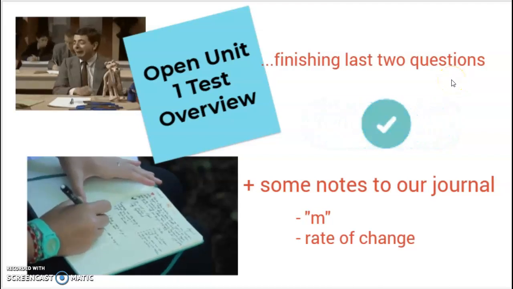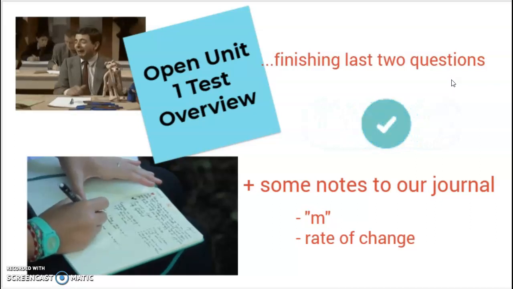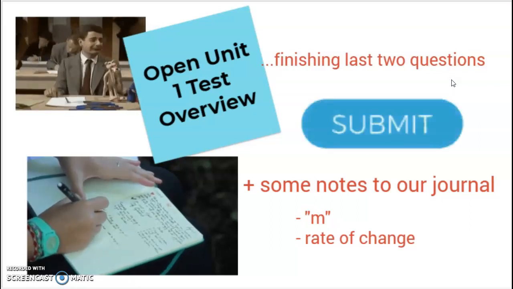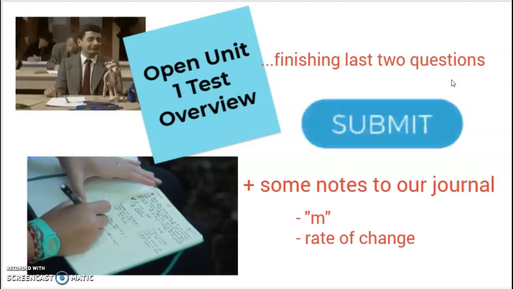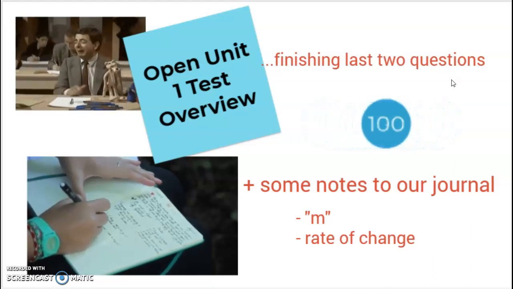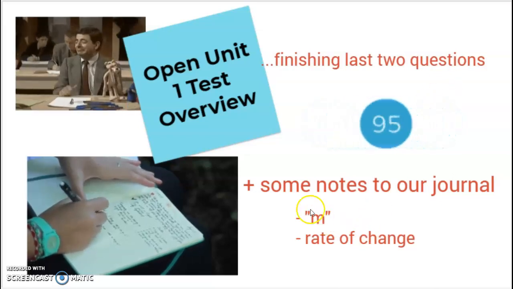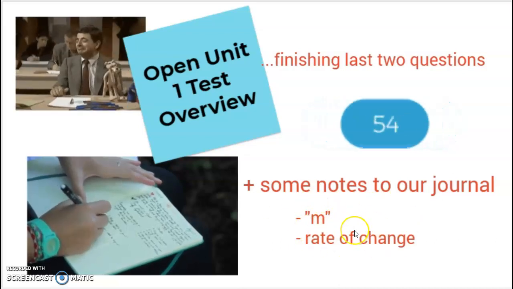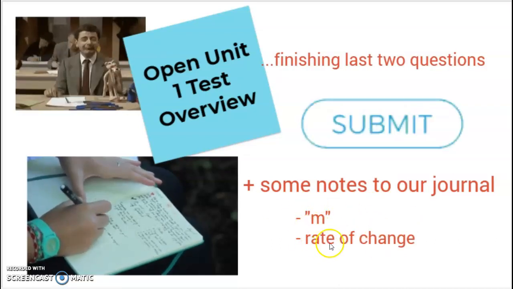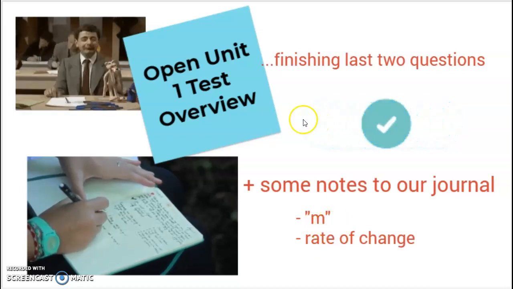Today in algebra, we went over our last two questions on our Unit 1 test overview. We went over questions 9 and 10, and we submit that Google Doc in Google Classroom, and we are done with that overview. We are also going to add some notes to our journal, some other names that we have to know for slope before our test, and then we reviewed for the rest of the period.